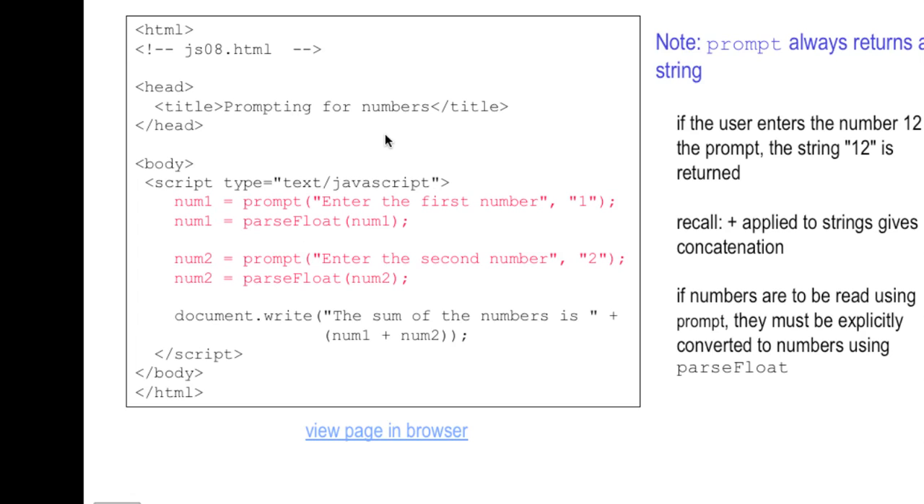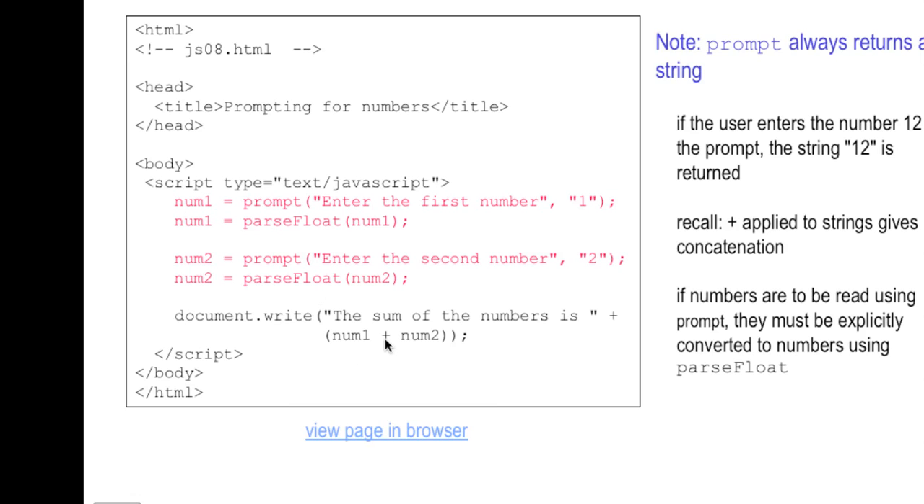So here we have prompting for numbers. Enter the first number, number1. Number1 is going to be equal to, then we took number1 here. You can do this, the variable is equal to the variable. Yes. So we're taking number1, and now it's going to be equal to parseFloat of number1. And number1 was the prompt that says enter the first number. And we're doing the same thing with the second number.